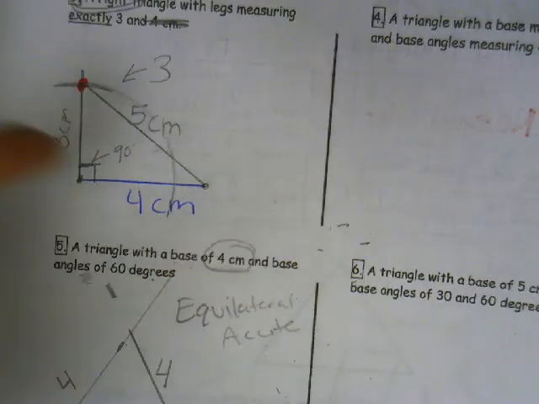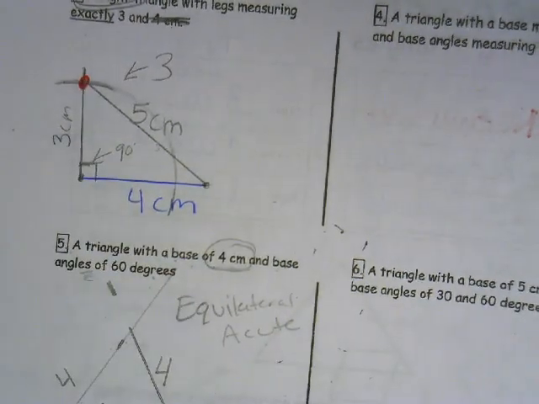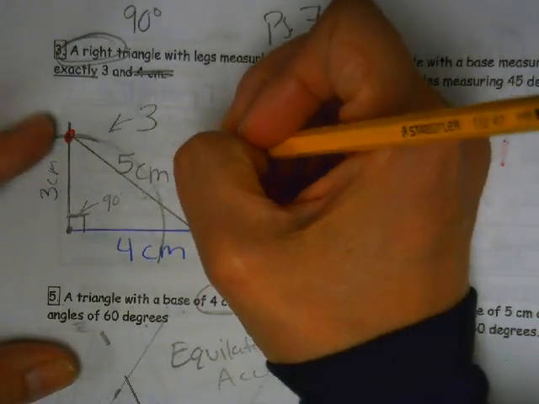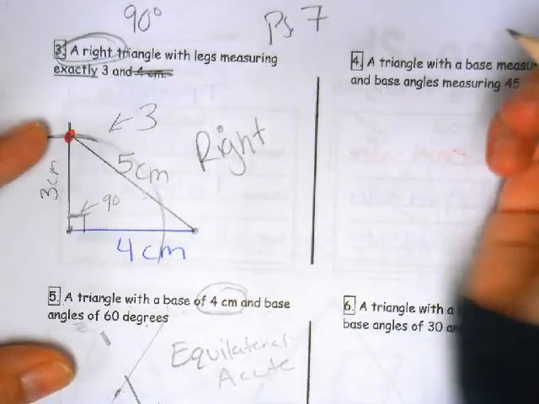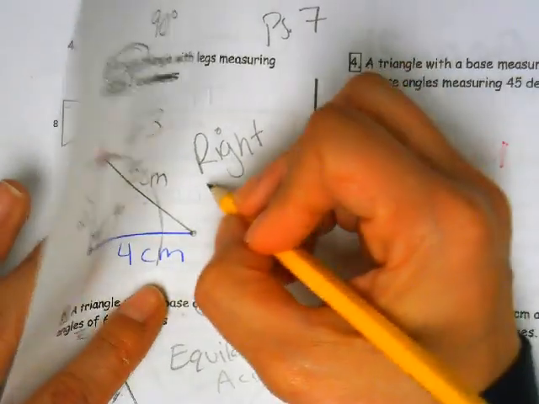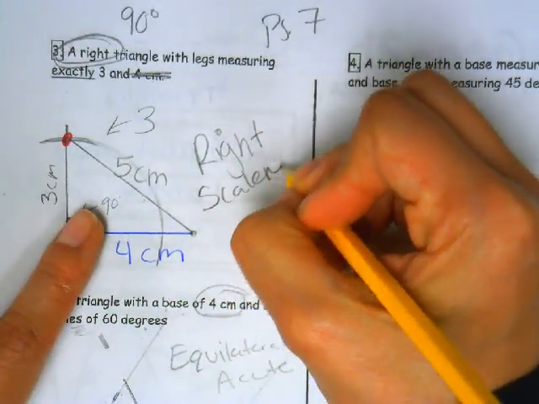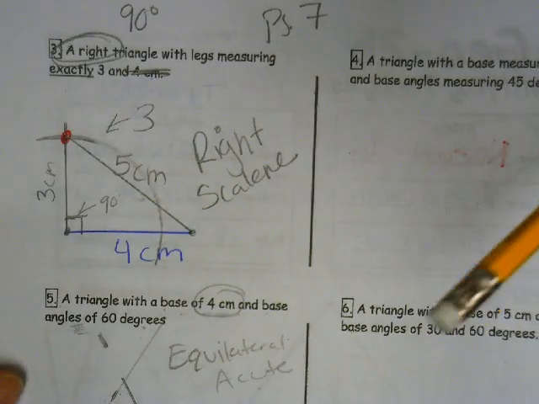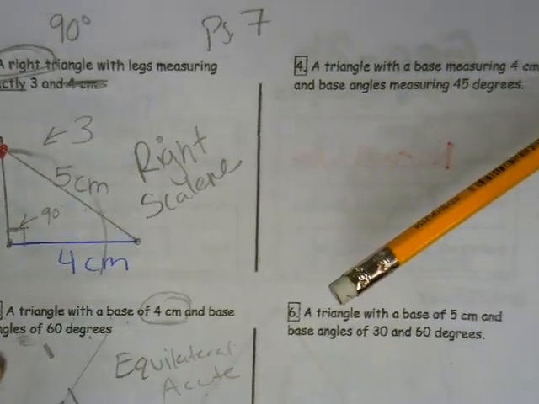Now, what do we call it? Right. Yes. A right what? Scalene. Very good. Why is it a scalene? No equal sides. A right scalene. All right, moving right along because you guys are super behind.